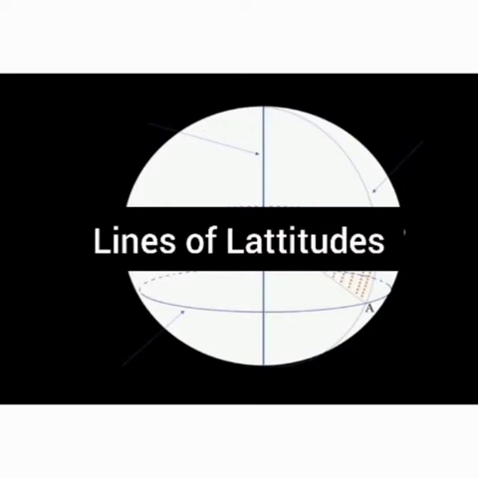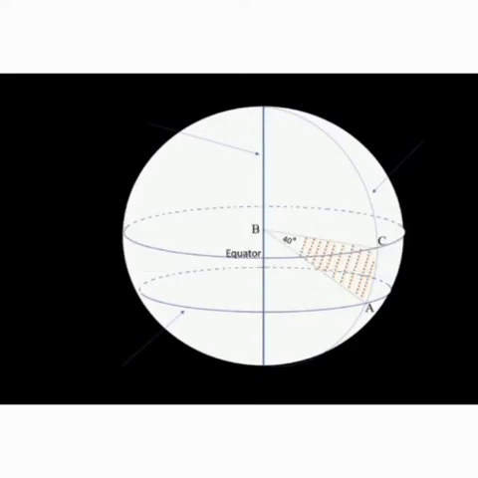Latitude is the angular distance between the equator and any point north or south of it on the surface of the earth. This distance is measured in degrees north or south of the equator. The angle of measurement is formed at the center of the earth.